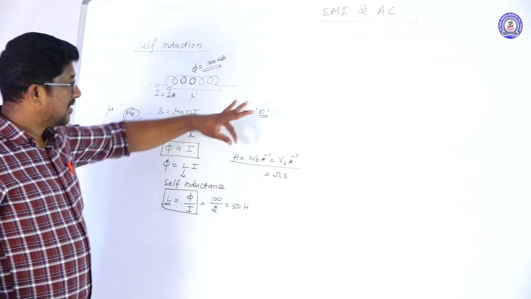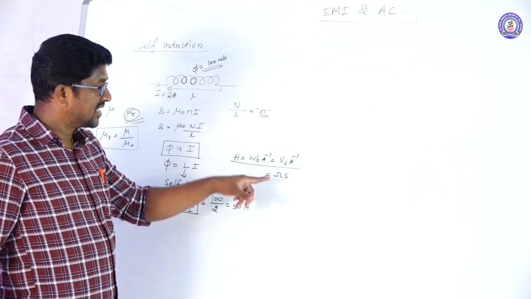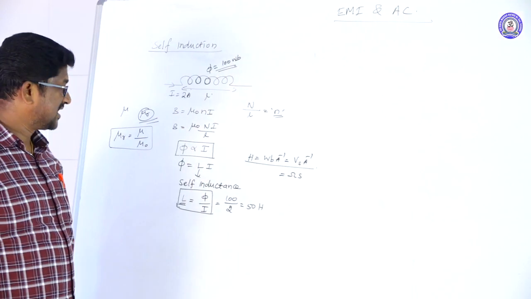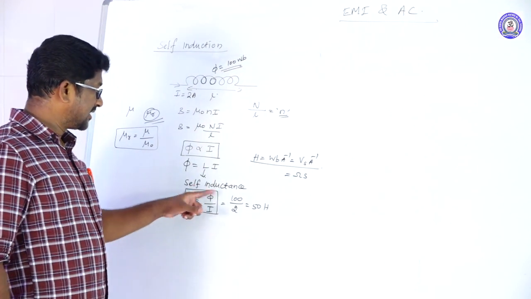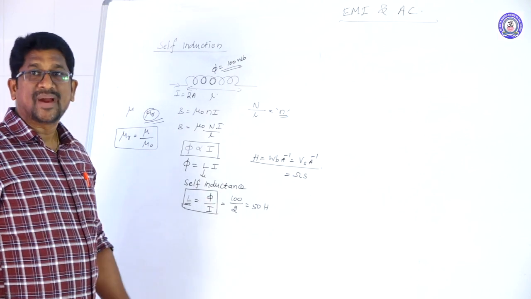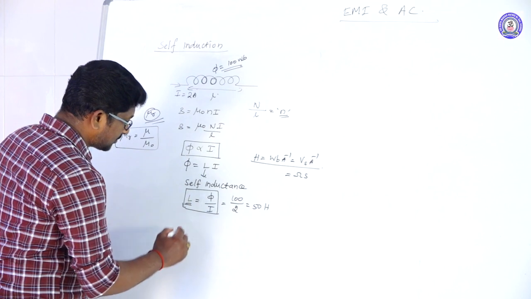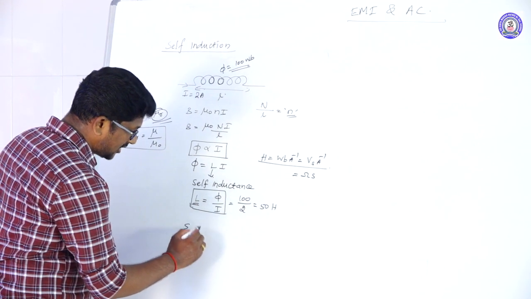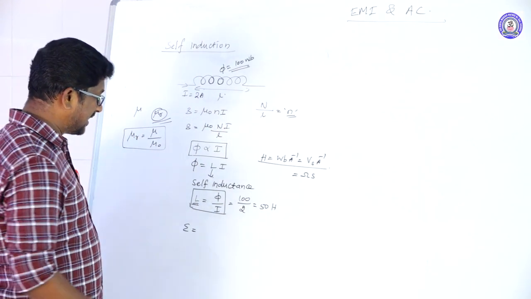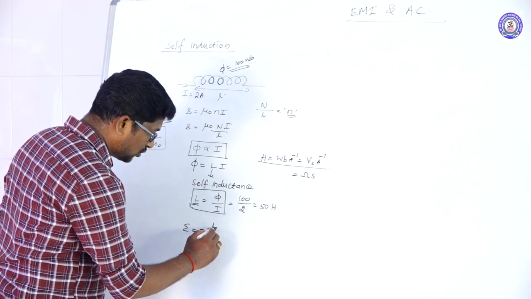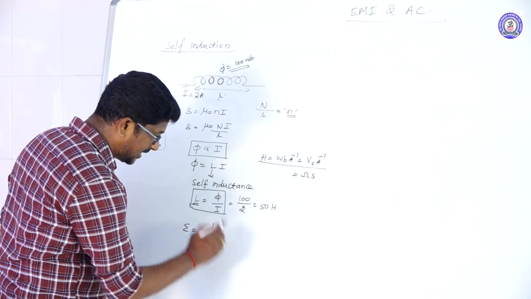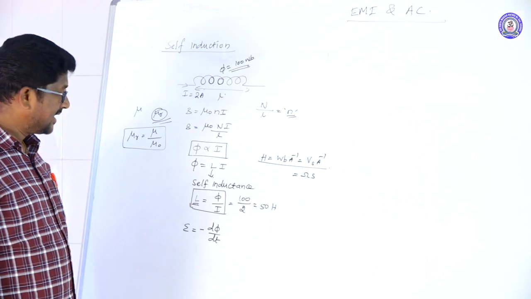Henry equivalent units are Weber ampere inverse, volt second ampere inverse, or ohm second. So self-inductance, one of the formulas is L is equal to phi divided by I. And we know that according to Faraday's law of electromagnetic induction, E is equal to minus d phi divided by dt.